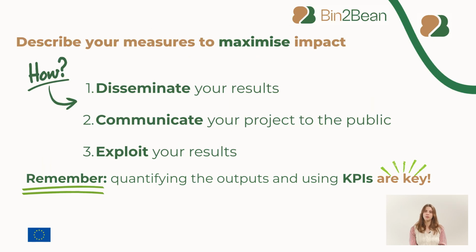Another key part of the impact section is explaining your measures to maximize impacts. This means describing how you will disseminate your results, for example, by publishing scientific papers, attending conferences, or engaging with networks and stakeholders, but also how you will communicate your project to the broader public. Explain, for example, in simple terms what your project does, why it matters, and who benefits from it. Plan communication from the start and tailor your messages for different audiences.